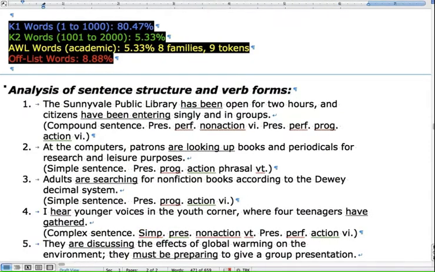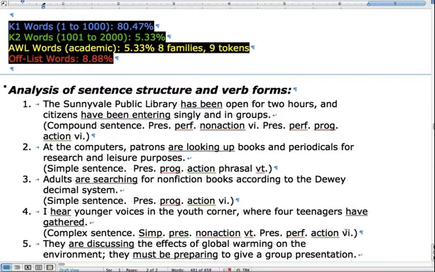Now, let's take a look at the second clause, where 4 teenagers have gathered. What tense do we have here? This is a present perfect. The present perfect means that the gathering occurred sometime before now, but it's related to the present, and that's why present perfect is the perfect tense to use. 4 teenagers have gathered. It's an action verb.